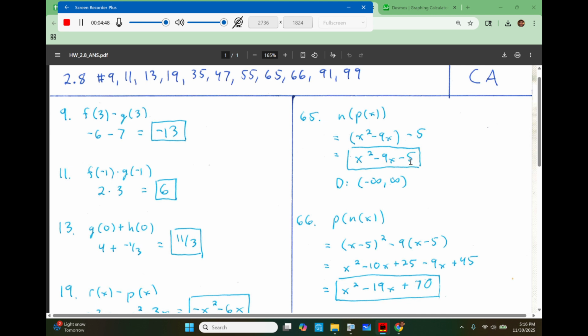Now, in order to determine the domain of a composed function, you have to first look at the restrictions of the domain on p, because if it can't make it through p, it can't make it to the final game, and then you check the domain of the overall final function.